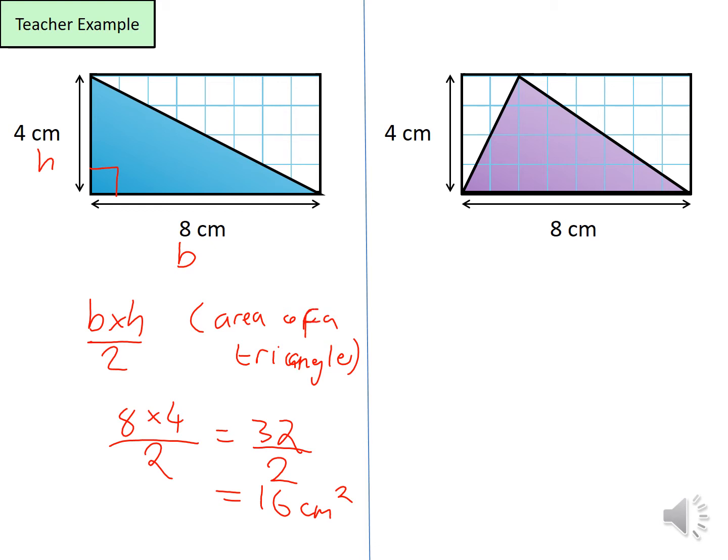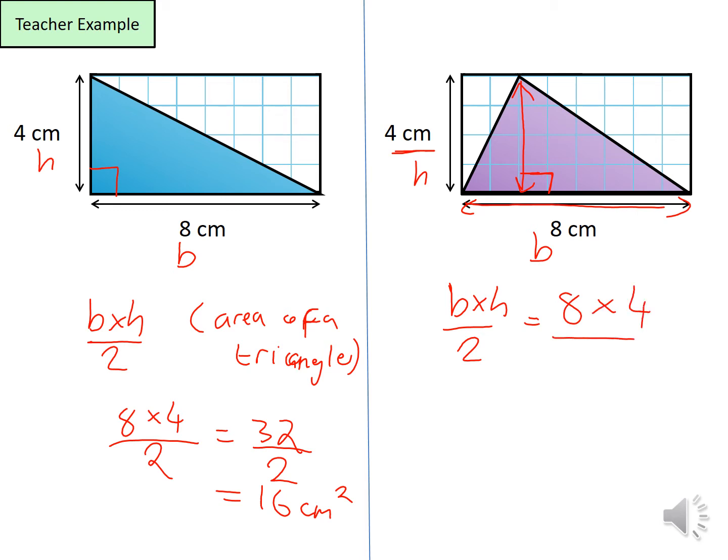Okay, welcome back. So the base is 8 and the perpendicular height, which is this height here, where the two lines meet at 90 degrees, the right angle, is 4 centimeters. So that's our height. Base times height divided by 2. The base is 8 centimeters, the height is 4 centimeters. Divide that by 2 and it gives us 16 centimeters squared.